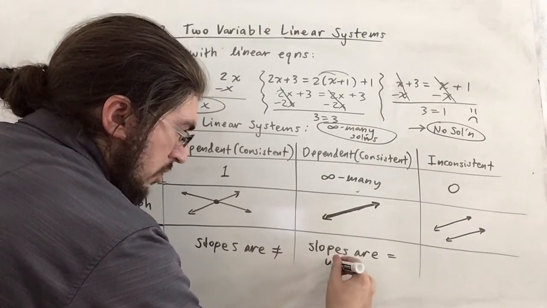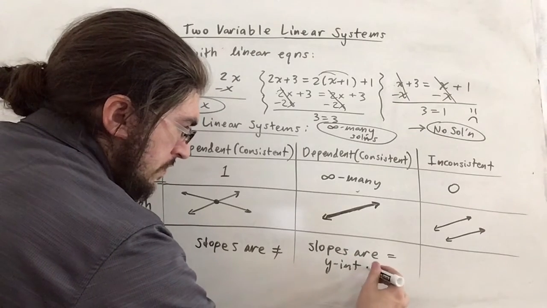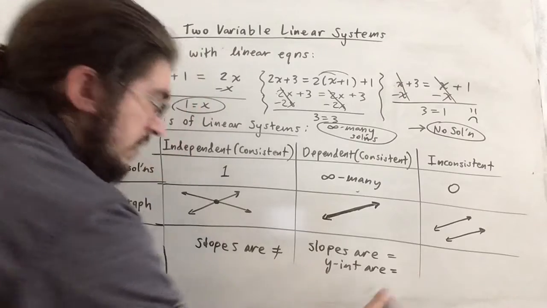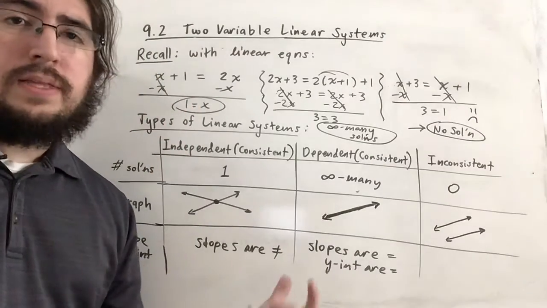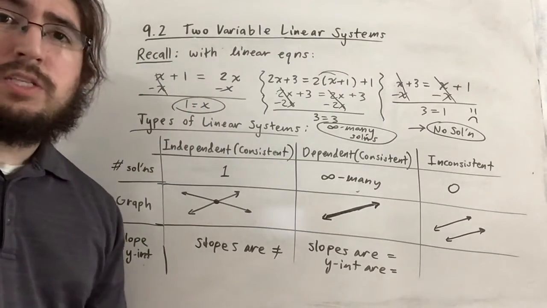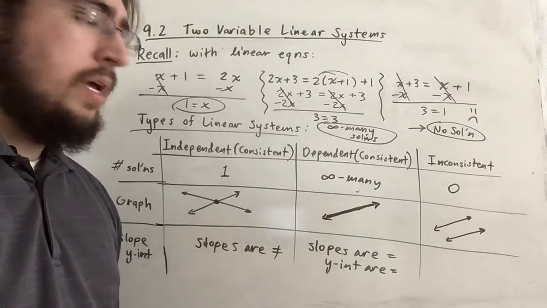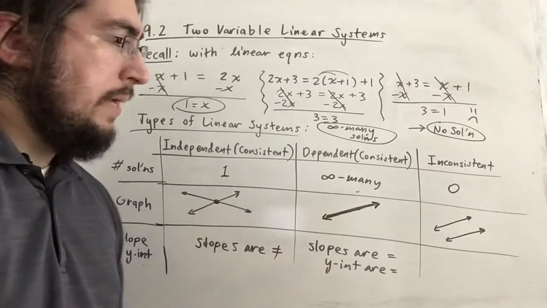And let me say also y-intercepts are equal. Because if you have the same slope and same y-intercept, you have to be the same line. You kind of think of slope-intercept form, y equals mx plus b. If m and b are the same, the lines are the same.